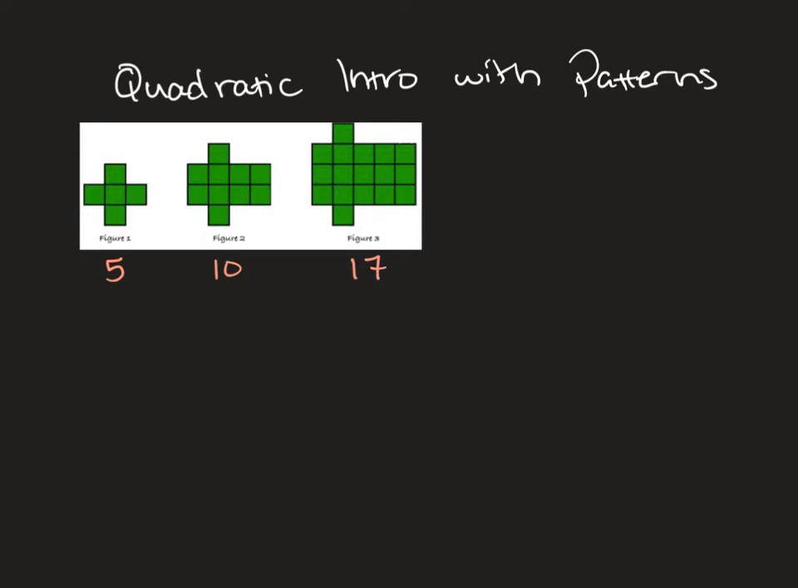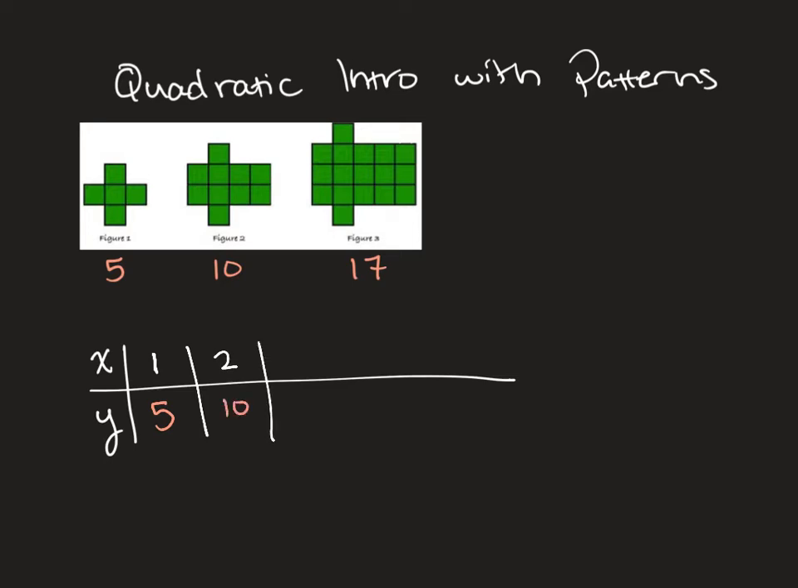And I'm going to start right away by putting this into a table. I'm going to say, first we have x, and then we have y. In this case, x is just the figure number. So this first one would be figure 1, and there are 5 squares in figure 1. In figure 2, there are 10 squares. In figure 3, there are 17. And then the question that I asked most people was, what does the next figure look like? Like, what would figure 4 look like?